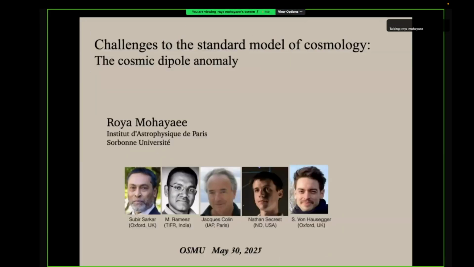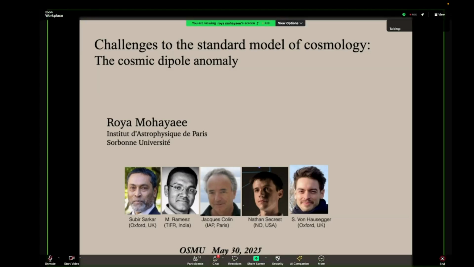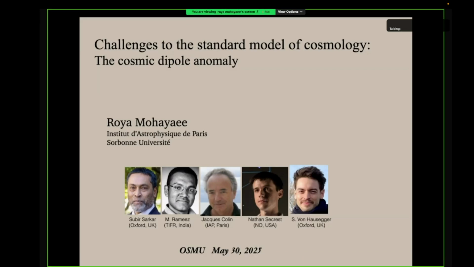Okay, so I'll be telling you about challenges to the standard model of cosmology, and in particular to the problem of the cosmic dipole anomaly. Now, this is the work that I've been doing with Subir and his various postdocs for more than 15 years now. And these are the different people who have been involved. So I already apologize to Subir and to a few others who know all about this. I hope it's not too boring for you.